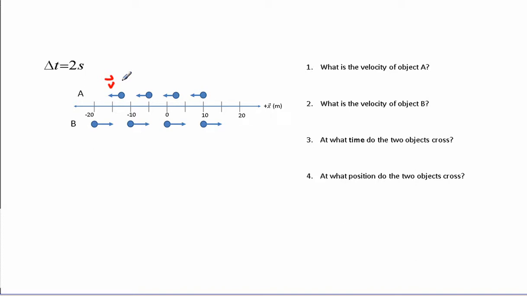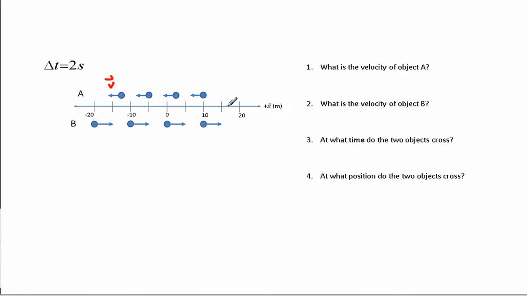So to find the velocity of A, we first have to understand what velocity is in terms of constant velocity motion. A constant velocity motion means that it's going to cover the same distance for the same time interval. So let's think about how much distance it's going to cover in each one of the time intervals. So each dot is separated by an interval of time of 2 seconds.